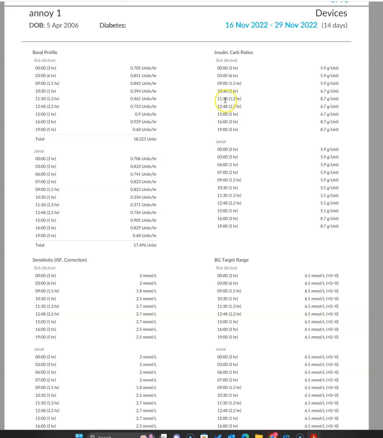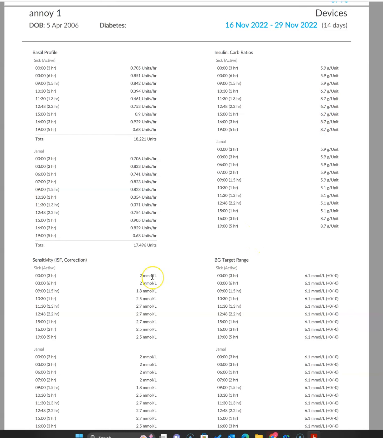So it could be the days where they're bolusing before 1 p.m. that the issues are. And similarly, these ones at 8.7 later on after 4 p.m. seem inadequate. So it looked like those three are the ones that we need to adjust. We can have a conversation.